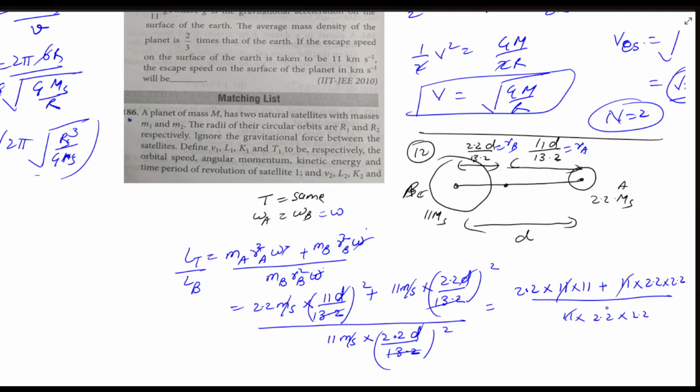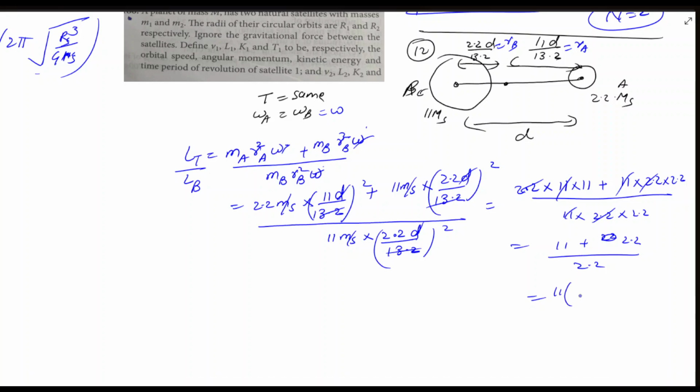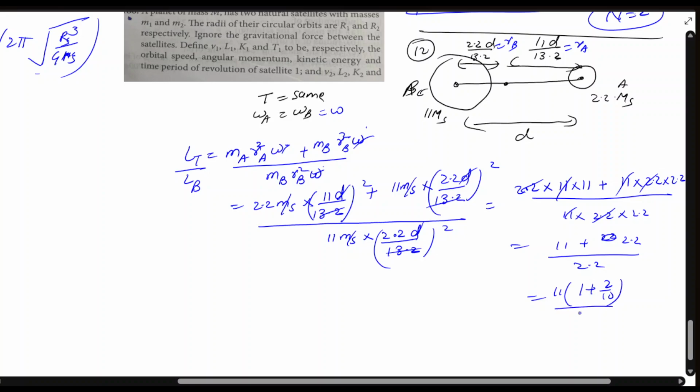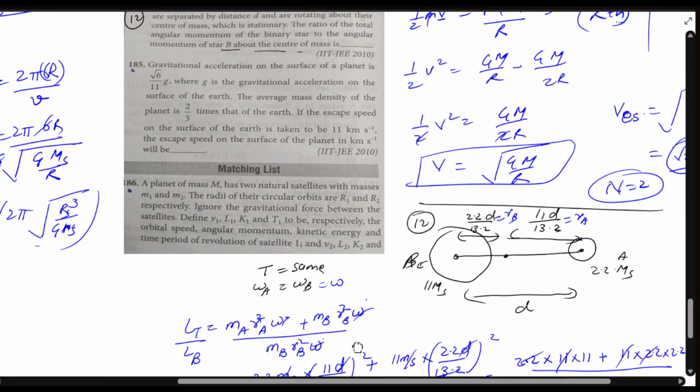So look, 11 will get cancelled and 2.2 will get cancelled. So we are left with 11 plus 2.2, which will be 22 by 10, right? So let's just write 2.2 upon 2.2. If you take 11 common, we'll have 11 into 1 plus 2 by 10, and this will be 11 into 2 by 10. So this will get cancelled, so it will be 12 upon 2, right?